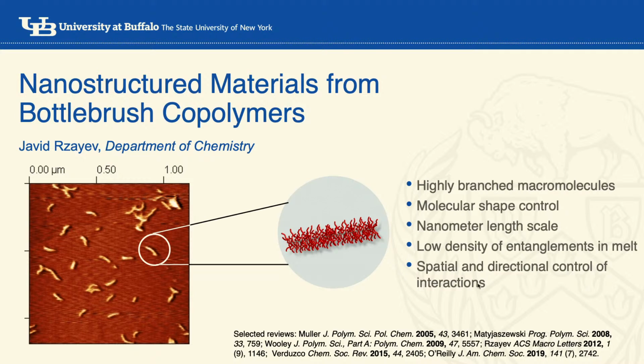So we like bottle brushes because they provide us with shape control. Their molecular dimensions are on the nanometer length scale, so they're ideally suited for the preparation of nanostructured materials. And they exhibit some other unique properties, like a low density of entanglements. It just means they don't get tangled up in the melt, which allows them to move around and organize during the self-assembly process.